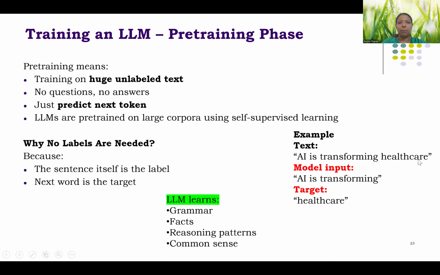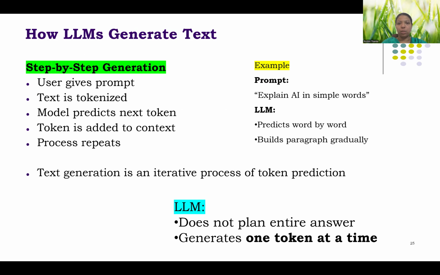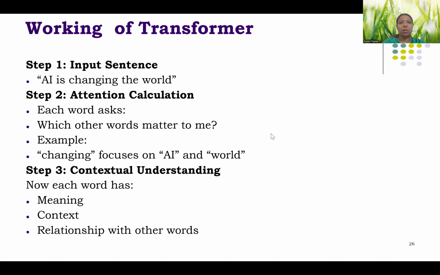So this process will keep on repeating. It's an iterative process. An LLM does not plan the entire answer at a stretch. It plans one token at a time, but it does it iteratively and very quickly, so it seems like it is generating everything at once. But internally, it predicts the next token one by one. So this is how a transformer model works.